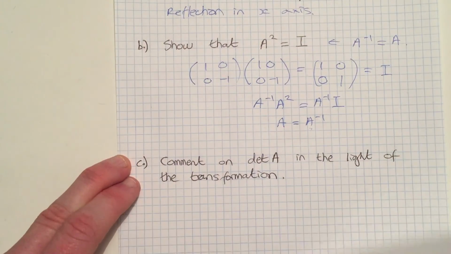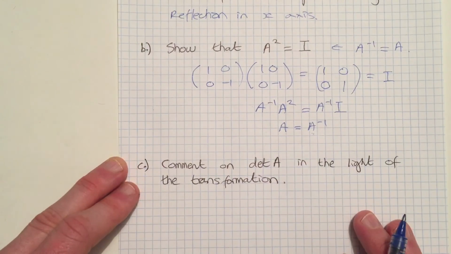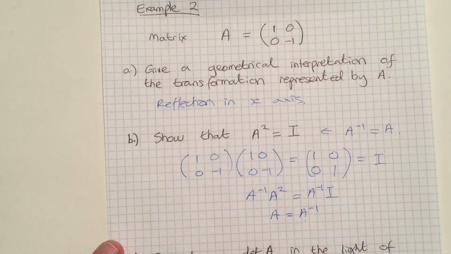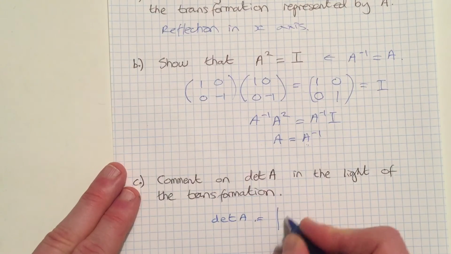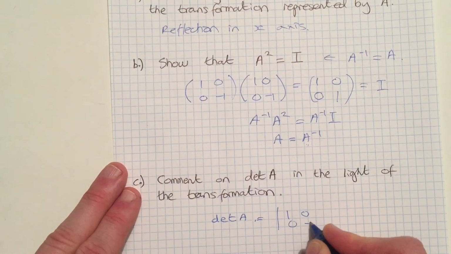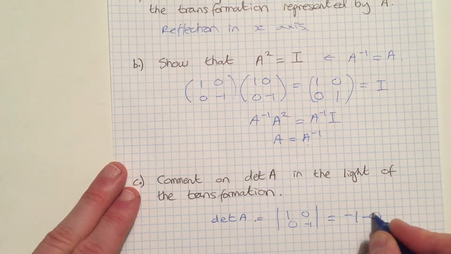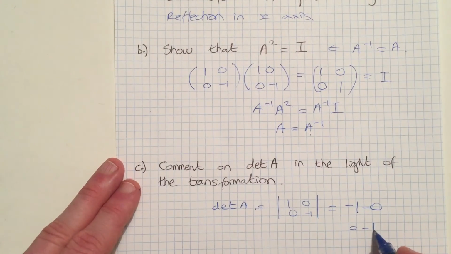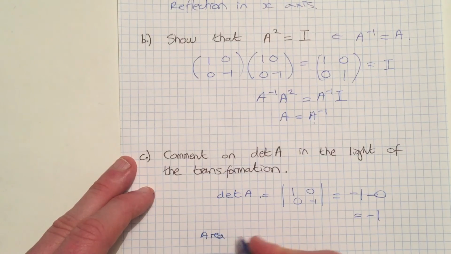And then part C of this question says, comment on the determinant of A in the light of the transformation. So let's look at the determinant here. The determinant of A is equal to 1 times minus 1, which is minus 1, minus 0 times 0. So that's just equal to minus 1. And remember that the determinant represents the area scale factor.